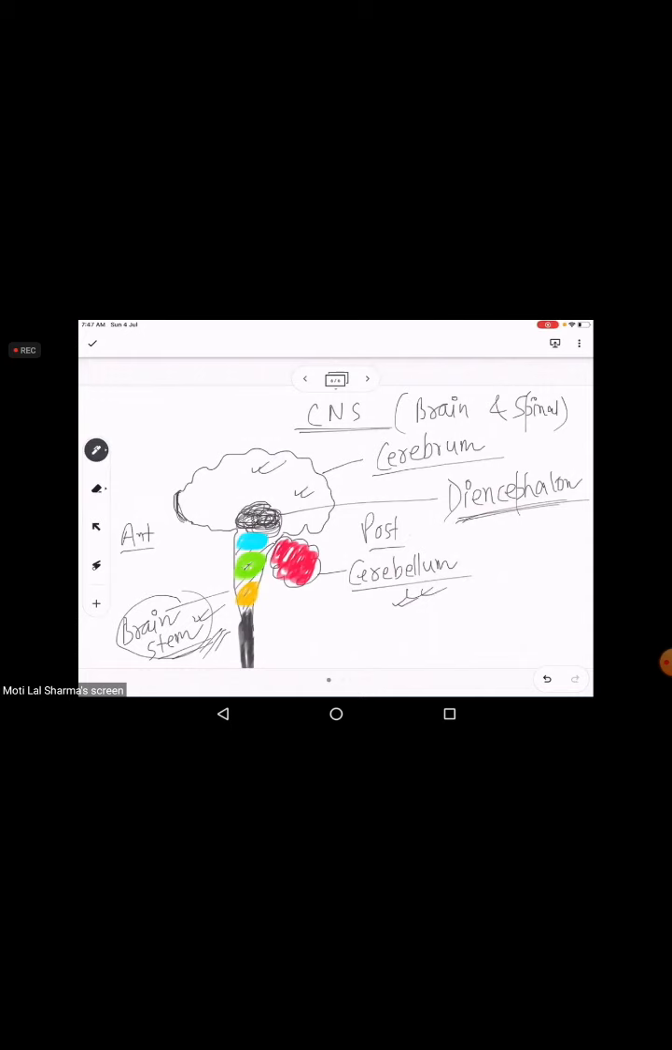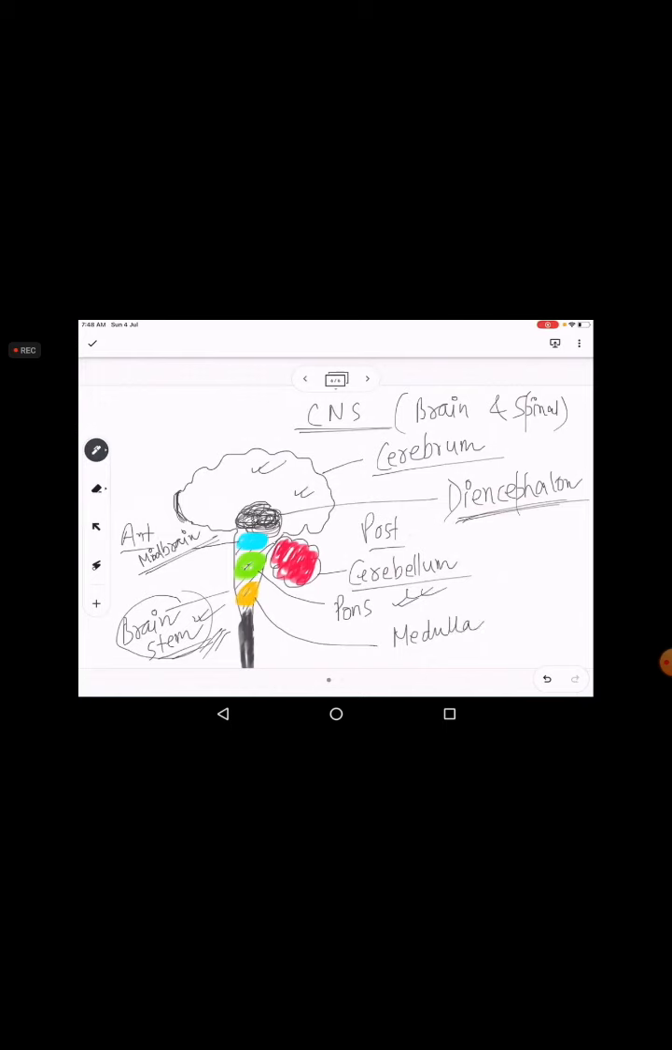The topmost part is called the midbrain. I think you can read what I'm writing here: midbrain. This green part, below the midbrain, is another part called the pons, and the lowermost part of your brainstem is called the medulla. So these are the different parts of your brain.